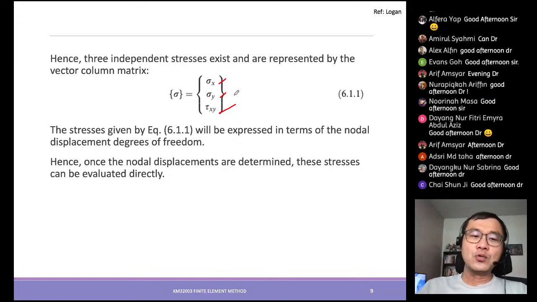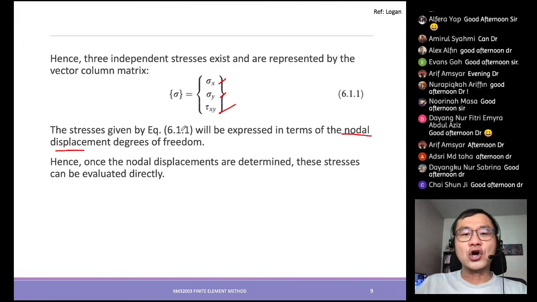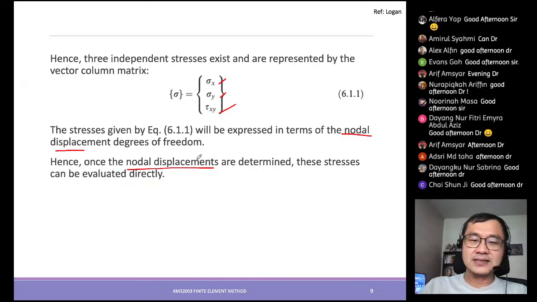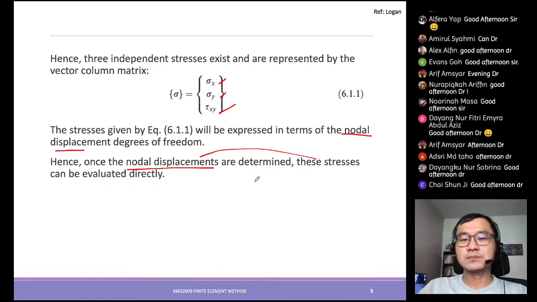Once you have these three independent stresses to be solved, we now want to indicate the nodal displacement based on our elements. Once the nodal displacements are known, we can relate the displacement with the stress in order to solve these three parameters. So we still need to know the displacement.